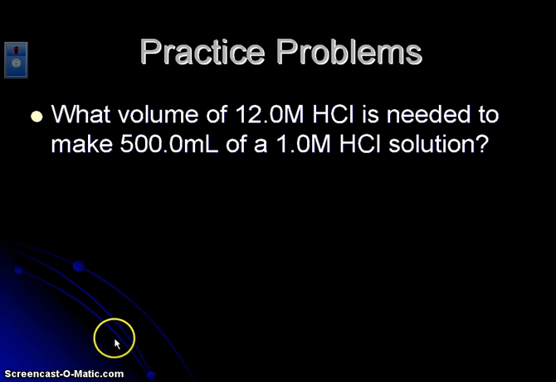Take a minute and pause and read the problem. The problem is asking what volume of 12 molar hydrochloric acid is needed to make 500 milliliters of 1 molar HCl solution. So that was our original problem that we talked about. First, we need to recognize that this is a dilution problem. We're making a less concentrated solution of hydrochloric acid.